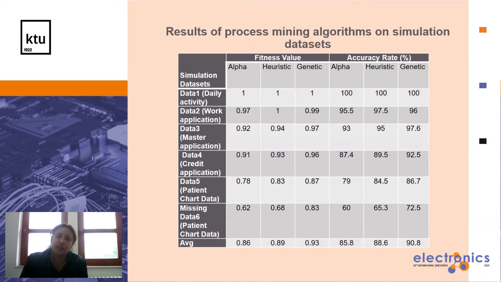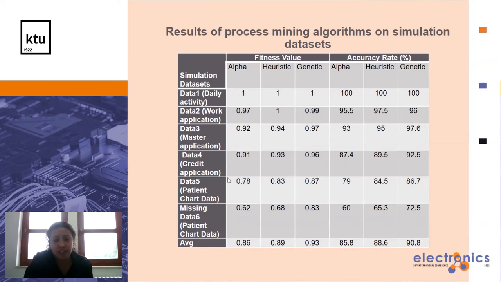Second stage, process mining algorithm, alpha, genetic, heuristic algorithm, accuracy and simulation data. Our data generating simulation data: daily activity work application, master application, credit application, patient chart data and missing data. The same five data, missing data, six patient chart data, and average fitness value. And the fitness tool data is shown.